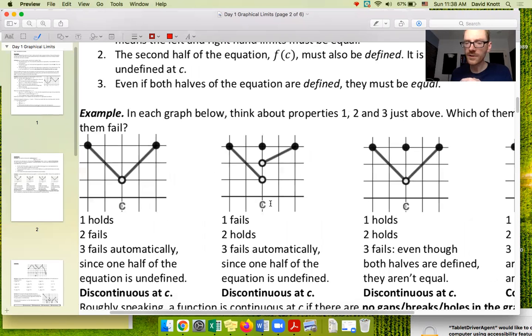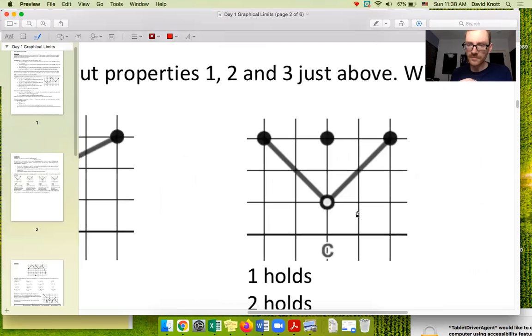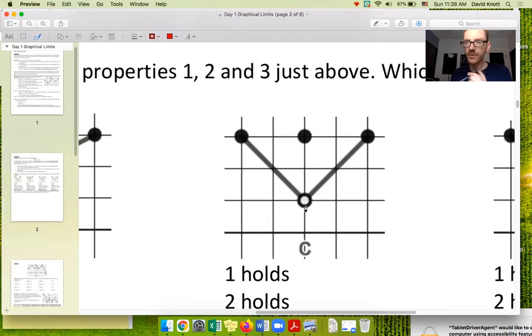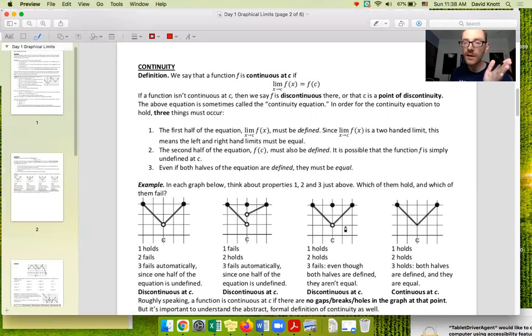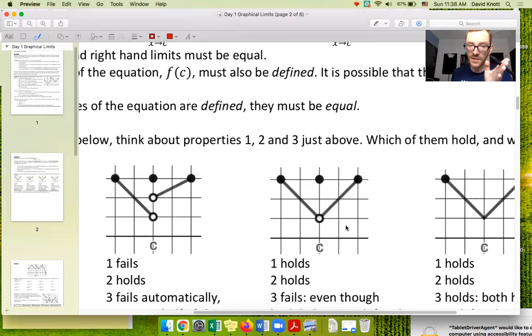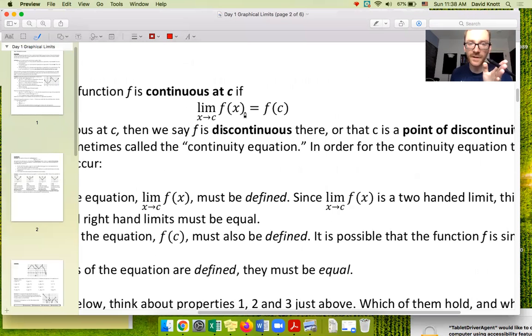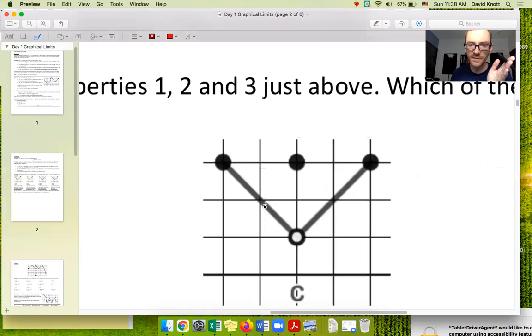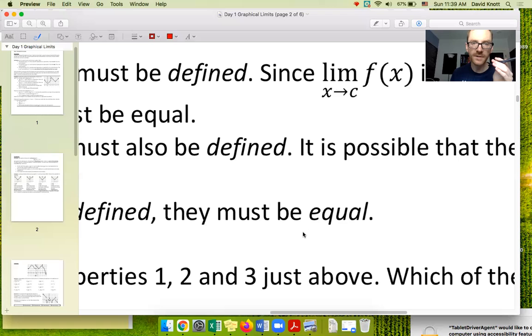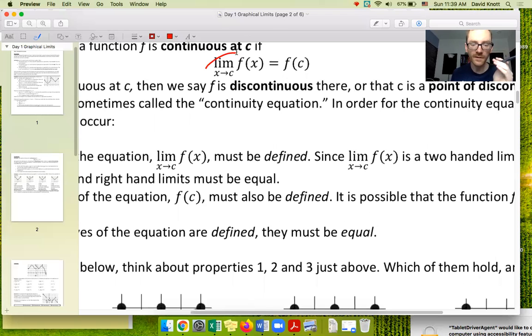All right, let's look at this guy right here. Again, you can see some kind of a gap. So this thing's obviously not continuous, and we should expect something to go wrong with this equation. Well, what goes wrong? Well, let's think. Is this thing defined? Is the two-handed limit defined? I think so, because the left and right-hand limits are the same number. They both go to the same value. So that's defined. Great. This guy here is defined.